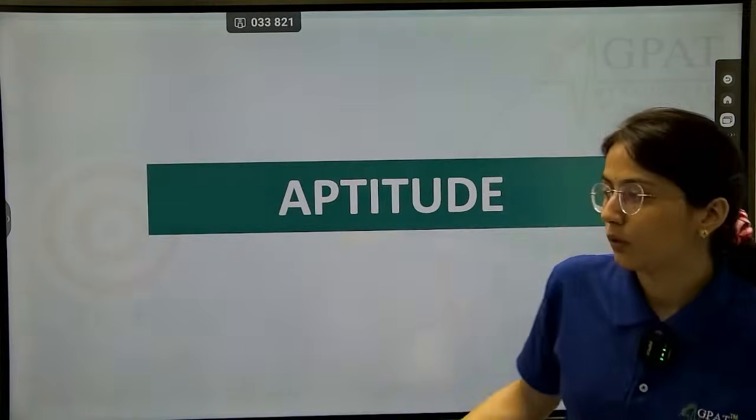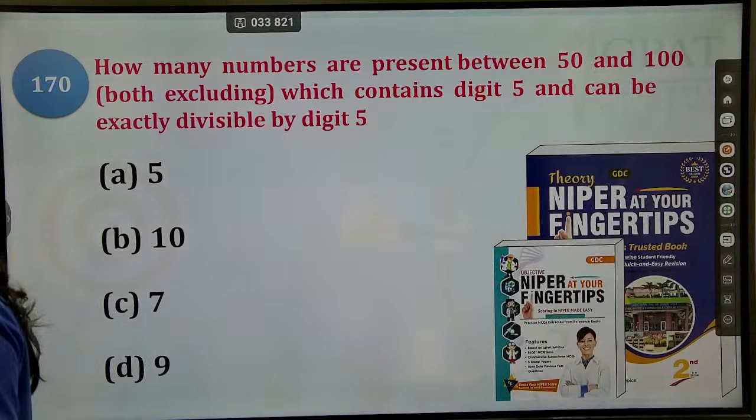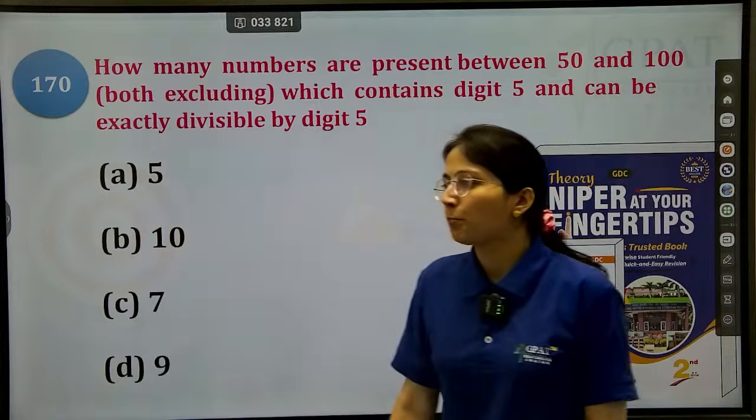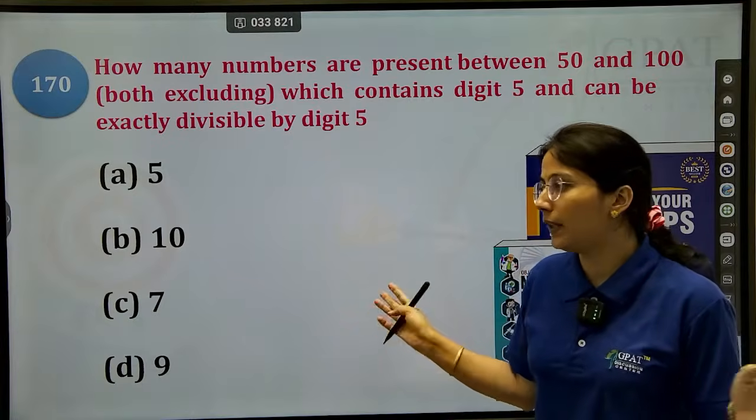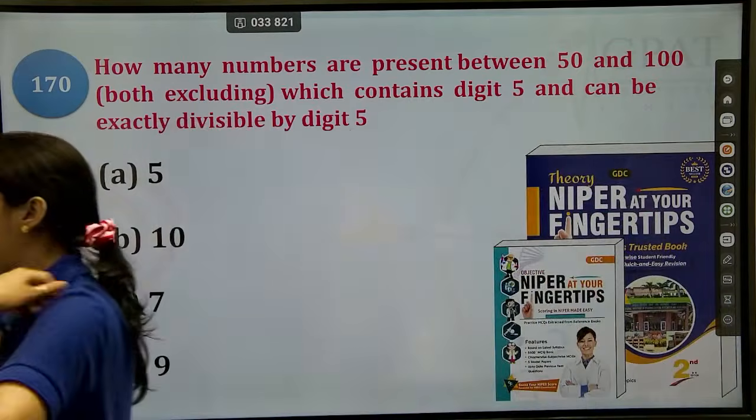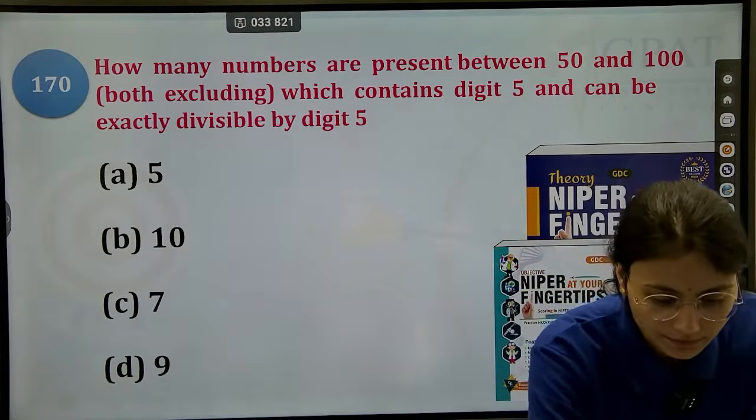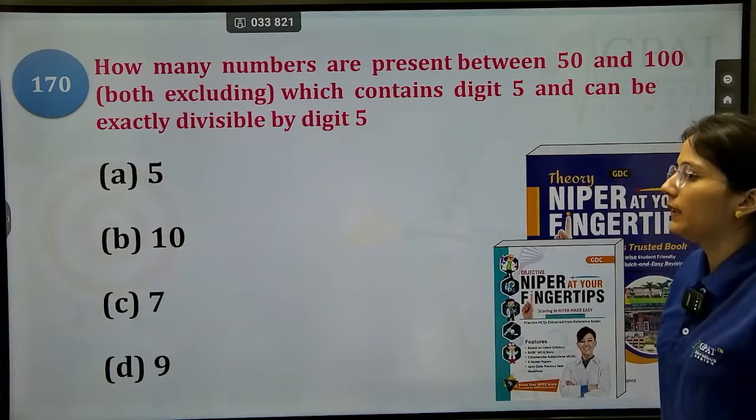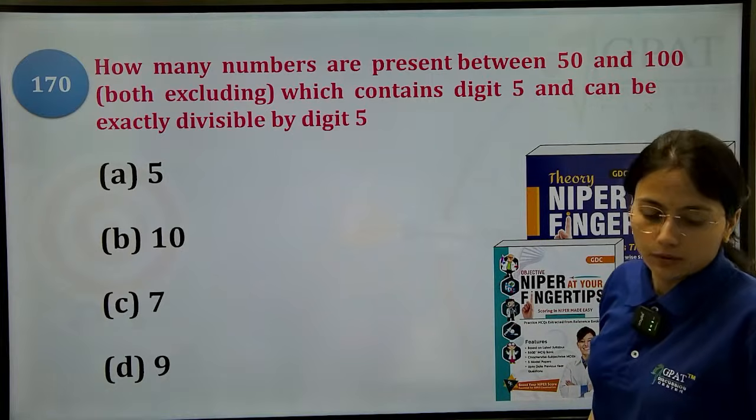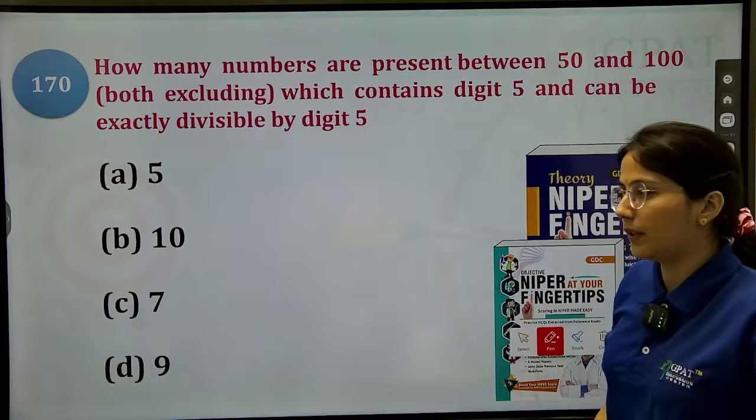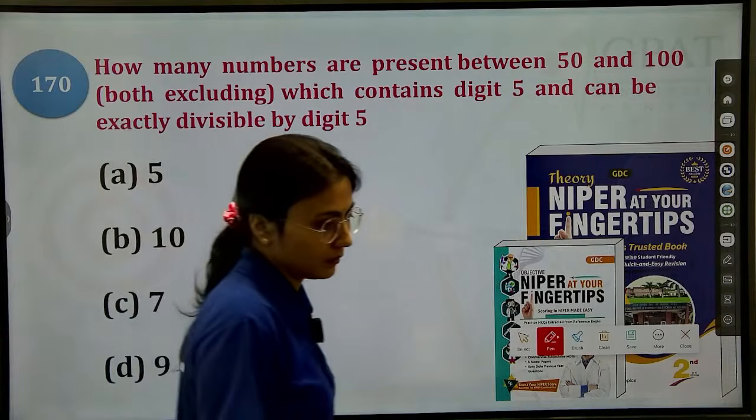Okay, so the first question from the aptitude is, how many numbers are present between 50 and 100, both excluding? You have to exclude both 50 and 100. Which contain digit 5 and can be exactly divisible by 5?